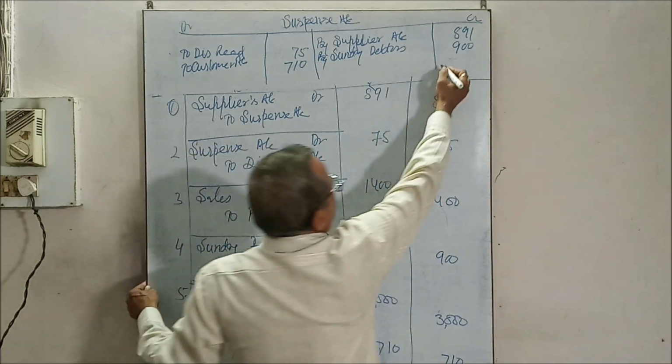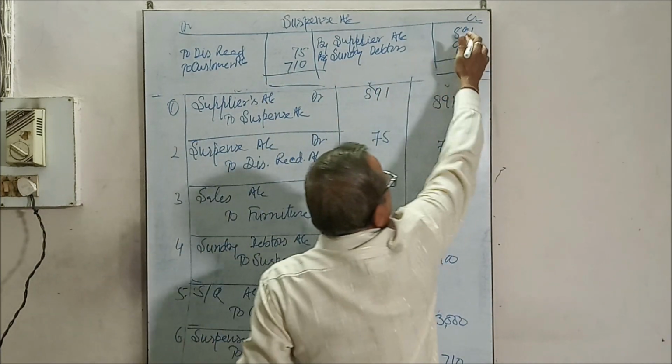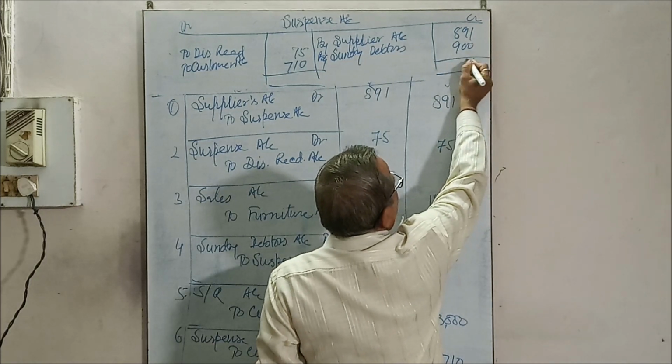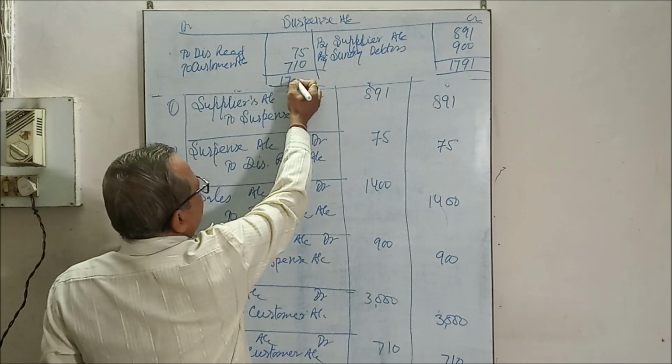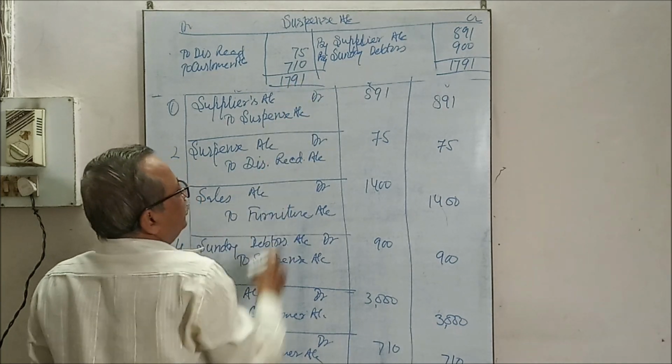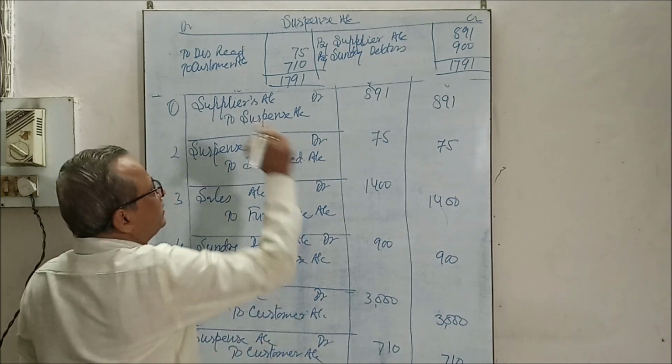Now see the total of it. Which side is looking greater? This side is greater, the greater one. This should be the total. Now the difference is the balance, the opening balance. That is 1006.